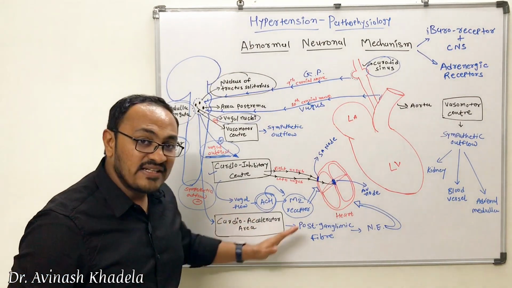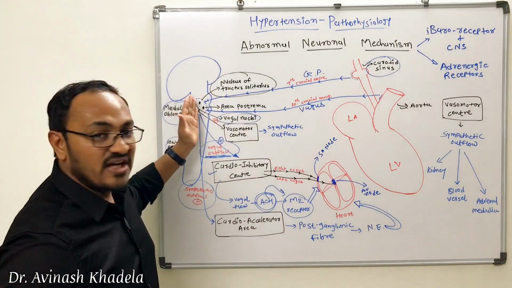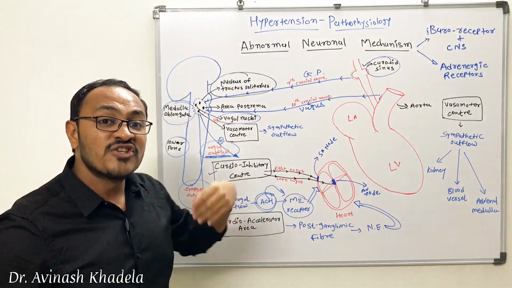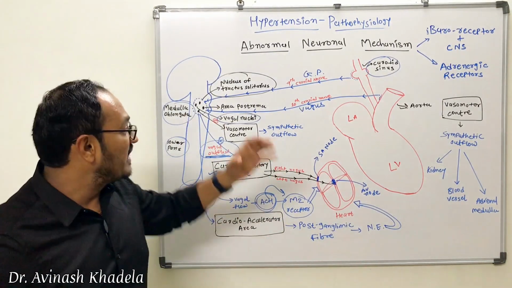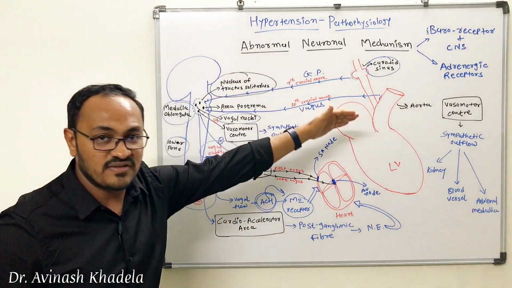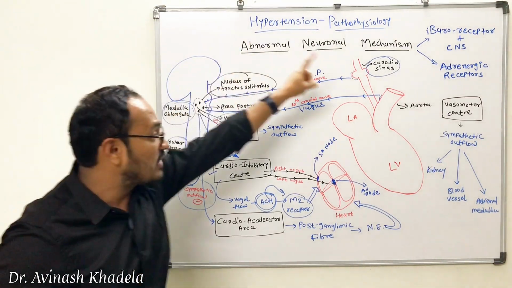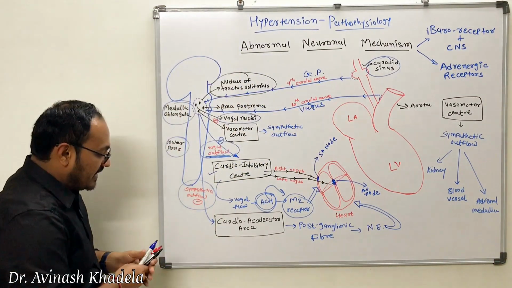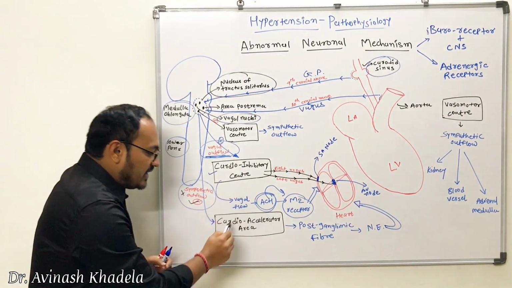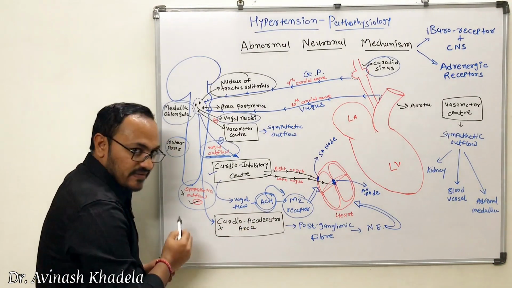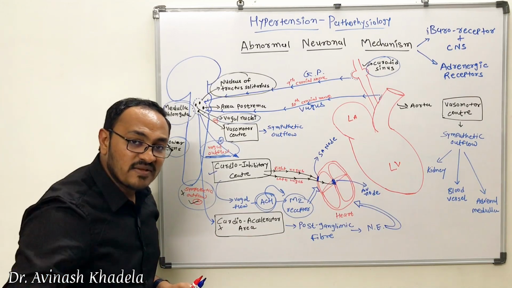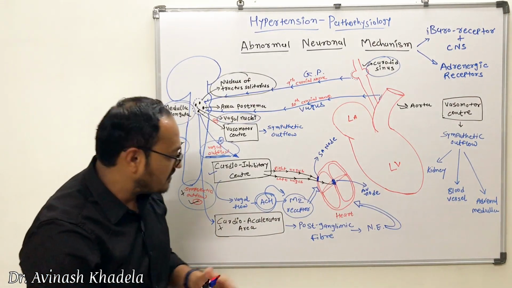This cardio accelerator area is also located near the nucleus of tractus solitarius, and is responsible for stimulation of sympathetic outflow. So whenever a signal is received from the peripheral system by the nucleus of tractus solitarius about high blood pressure, it will inhibit sympathetic outflow, and thus it will inhibit the cardio accelerator center. Now, how does inhibiting the cardio accelerator center help us to decrease the blood pressure? Let us understand using this concept.